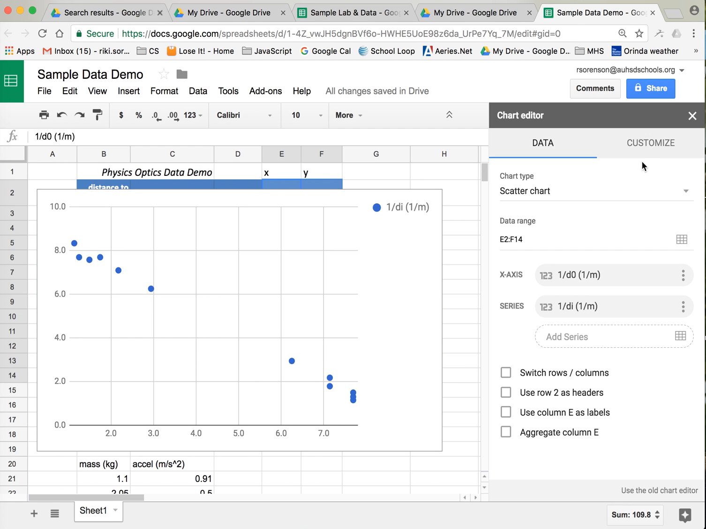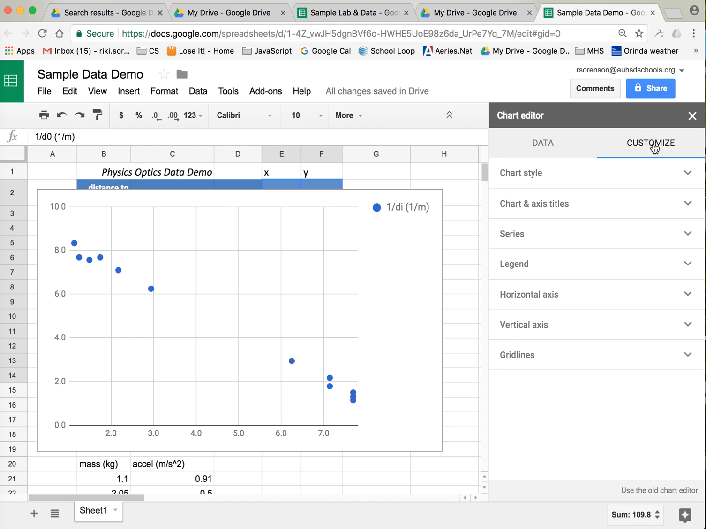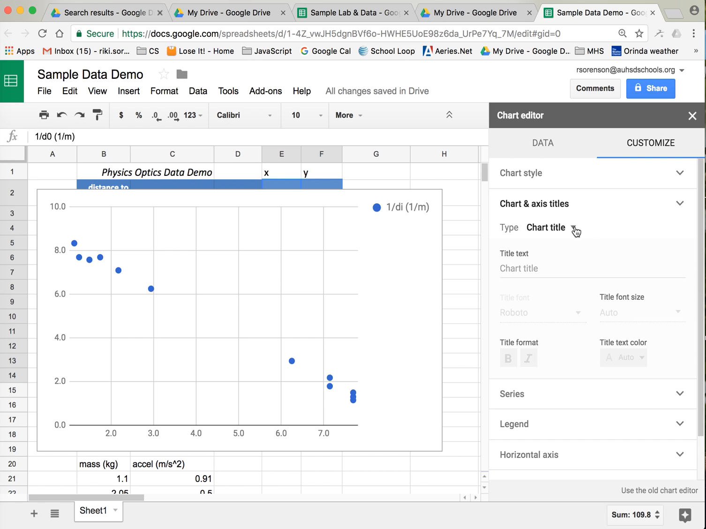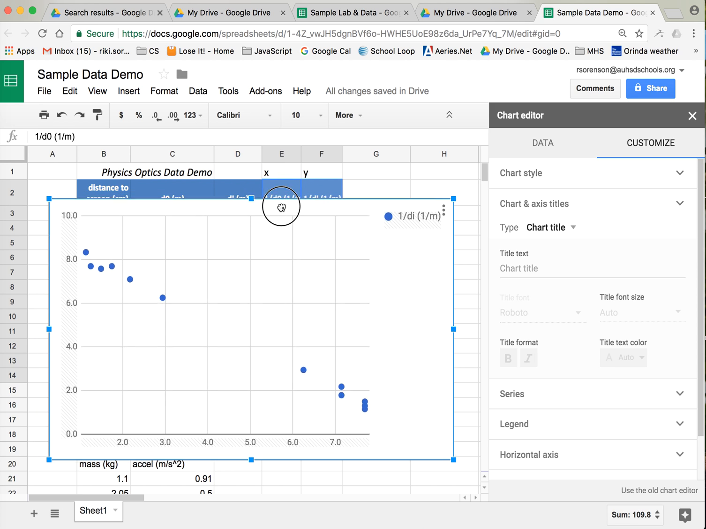Now, what this is missing is axis labels. So we're going to do some customization here. And this is standard. You're going to want to do these for all of your graphs. So your chart style is always going to be a scatter graph. And then when you get to the chart and axis labels, for your chart title, in this case, 1 over the object distance is going to be on the x-axis.